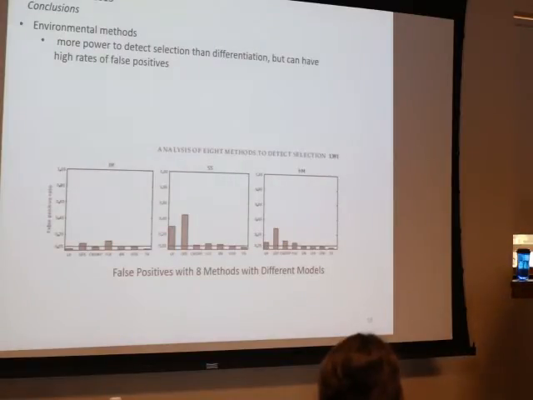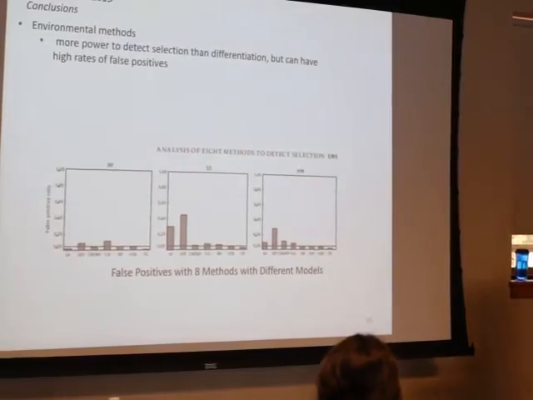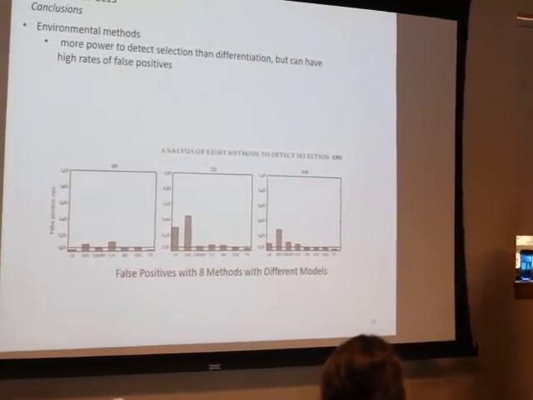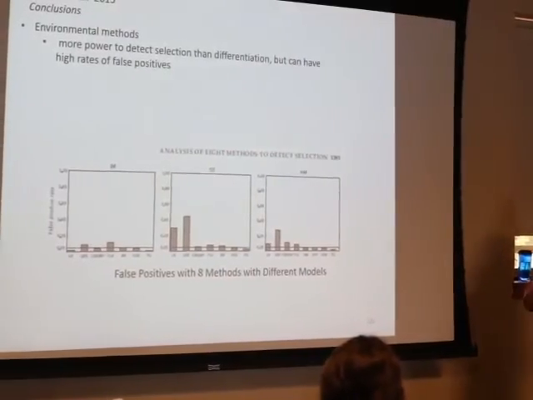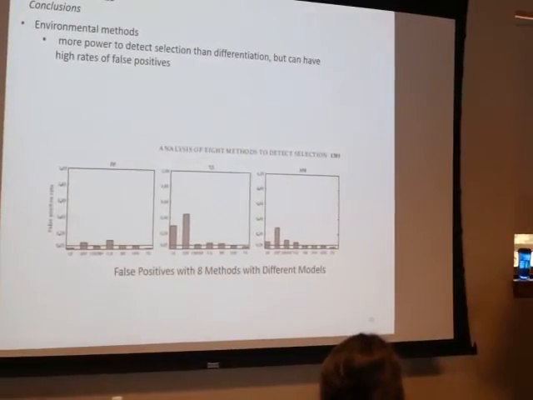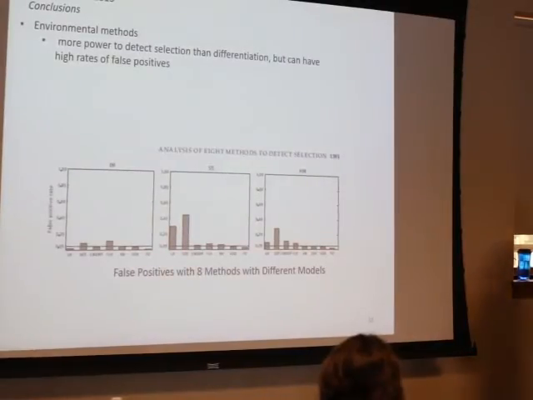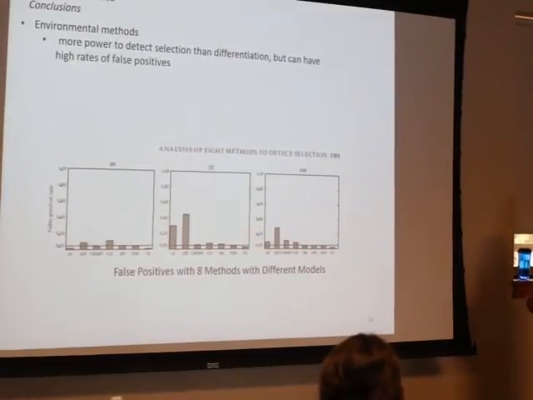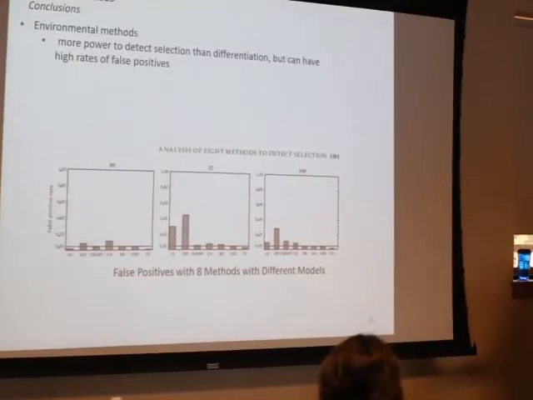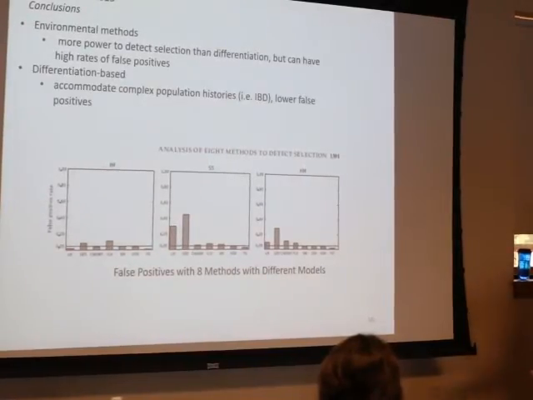The first thing they found, and actually this was 2013, but subsequent papers have also found this, is that there's more power to detect selection. Environmental methods have more power to detect selection than differentiation methods, but they can have high false positives. So now you kind of have a conundrum. It's more powerful with these environmental methods, but I'm going to have to deal with the same problem with false positives. They found it accommodates complex population histories like isolation by distance and has a lower false positive rate.